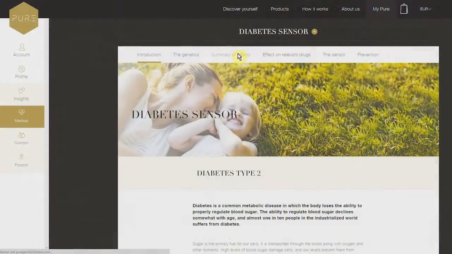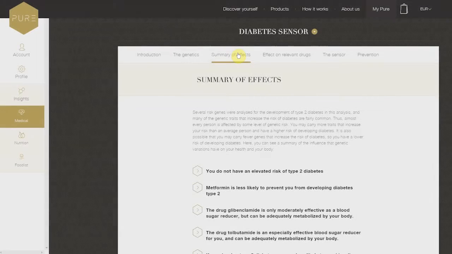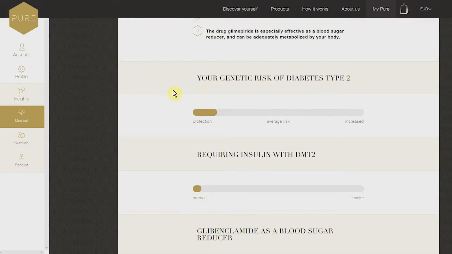So if you click on Summary of Effects, you're going to find out a lot of personal information about your personal risk of diabetes. So starting here, the first bar tells you your genetic risk of diabetes type 2 in general. Now there is an average section here in the middle.